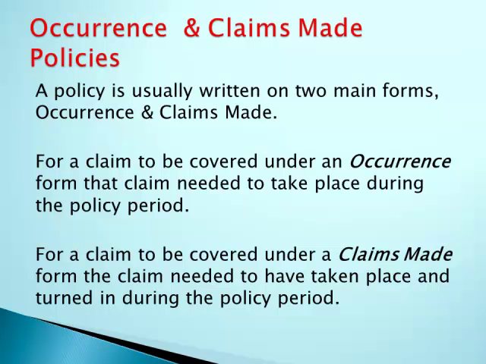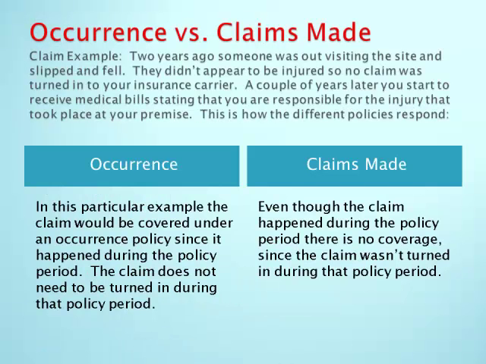The occurrence and claims made policies. A policy is usually written on two main forms, occurrence and a claims made form. For a claim to be covered under an occurrence form, that claim needed to take place during the policy period. For a claim to be covered under a claims made form, that claim needed to take place and be turned in under that policy period. So I have a couple different examples of how both of those work.